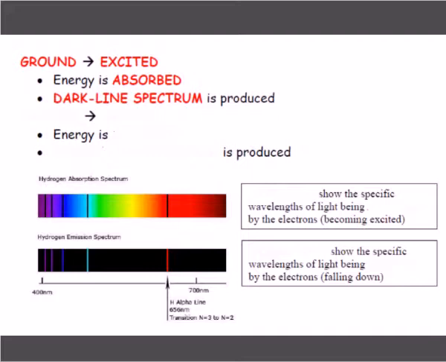When energy is being absorbed, you have this thing called a dark line spectrum that is produced. And that's this guy right here. It's being absorbed, so it's the first one that you see. Dark lines show the specific wavelengths of light that are being absorbed when the electrons become excited. We don't really care too much about the absorption spectrums in this class. What we care about, guys, is when we're going from the excited state down to the ground state.